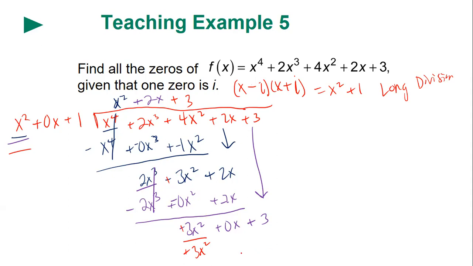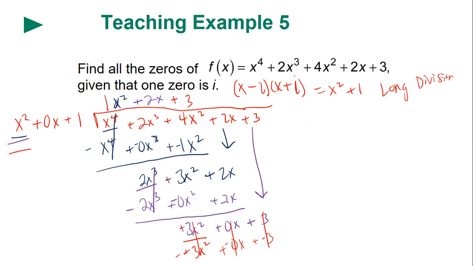Then 3 times 0 is 0. And 3 times 1 is 3. Now we subtract, which means we change signs and combine. And everything does what? Cancel out. So that means our quotient is x squared plus 2x plus 3.